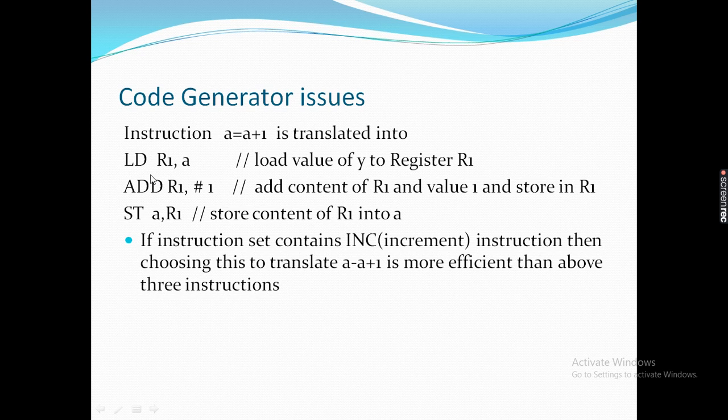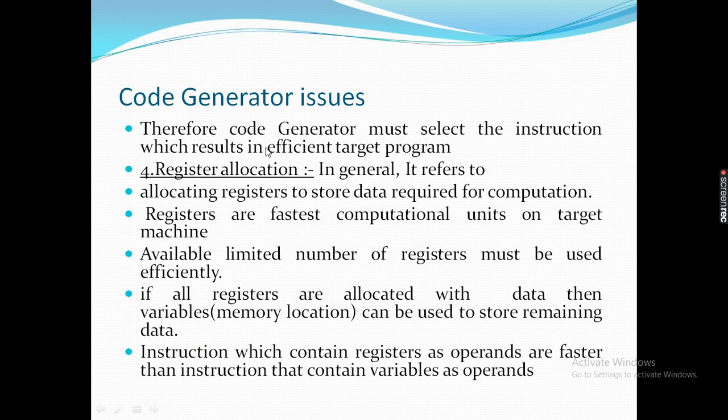So instead of 3 instructions, the single INC instruction will be more efficient, because it takes only 1 instruction, and may take 1 unit of time compared to 3 units of time taken by the 3 instructions. Therefore, the code generator must select the instruction which results in an efficient target program.